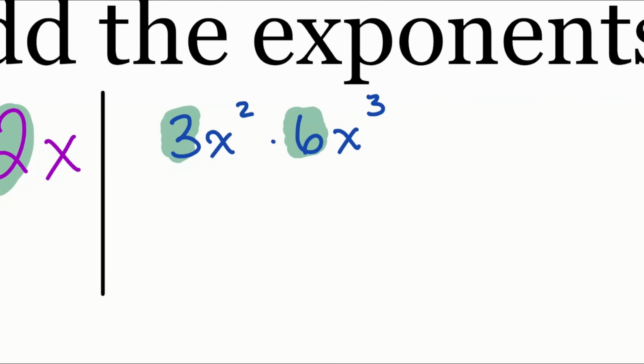So again, we're going to multiply those two together. Everybody, 3 times 6. That's going to give us what? Yep, that's going to give us 18. So let's write that down. Nice and easy. And then let's take a look at the variables.